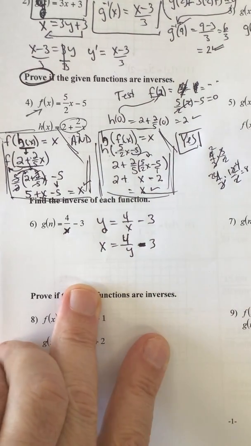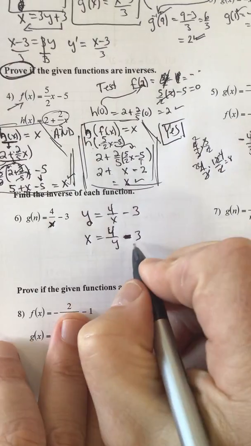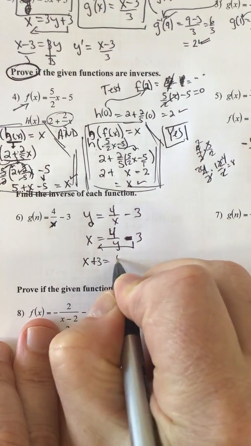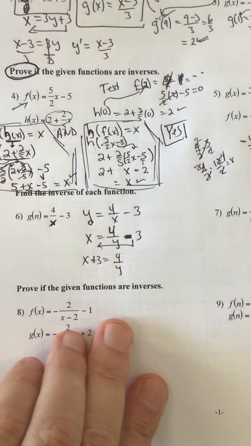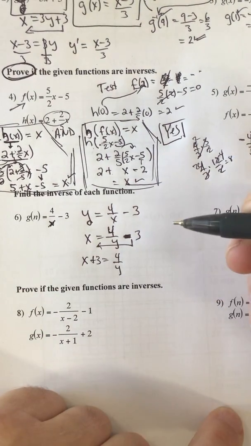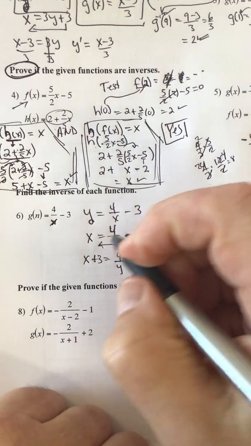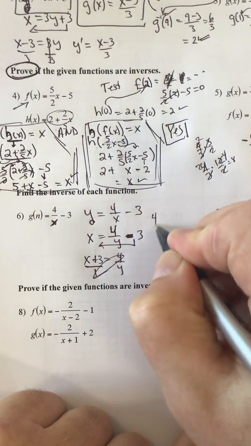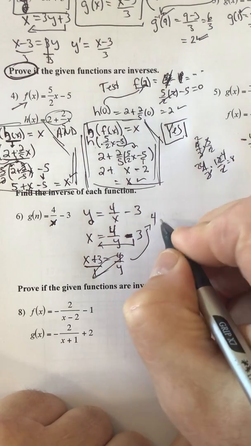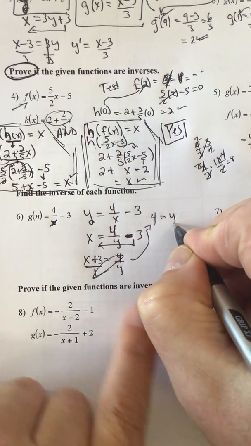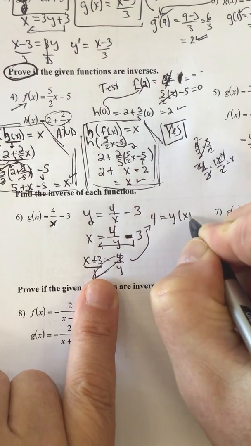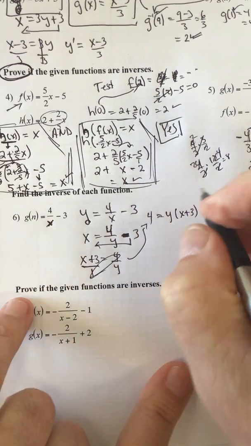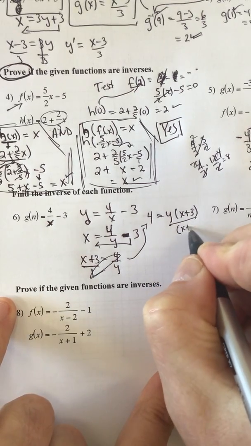Now the hardest part sometimes is solving it back for y. So I'm going to go ahead and add the 3 to the other side. So I have x plus 3 equals 4 over y. Now when y is in the denominator, you have two choices. You could just cross multiply. Okay, so if I cross multiply, I have 4 equals y times x plus 3. And I'm trying to solve it for y, so I'll divide both sides by x plus 3.